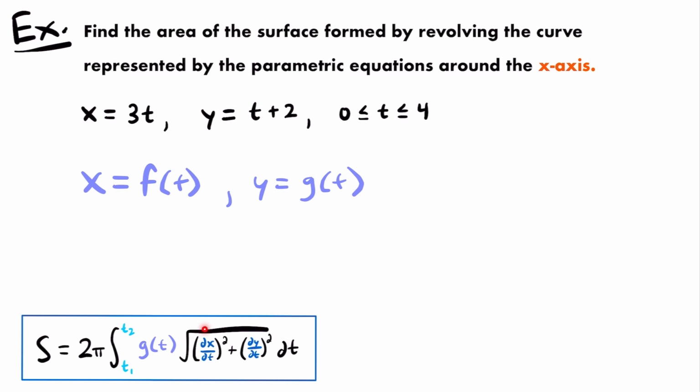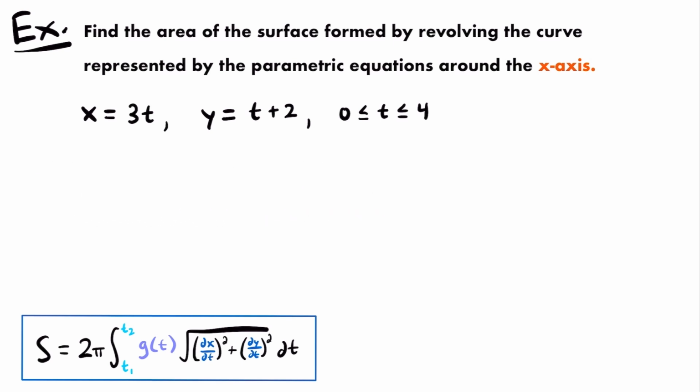And then it's multiplied by the square root of dx dt squared plus dy dt squared. Dx dt is the derivative of our parametric equation for x with respect to t. And dy dt is the derivative of our equation for y from our parametric equations. And so we'll take the derivative of x and y with respect to t and use those to help us set up this integral to calculate the area of our surface of revolution.